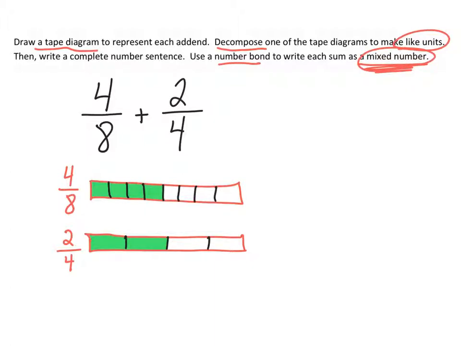So we have 4/8 plus 2/4. So I have just made 2 tape diagrams to represent 4/8 and 2/4 and shaded them in. And now we have to look at 4/8 and 2/4, and 2/4 looks a little bit bigger than 4/8, or it even kind of looks like they are equivalent fractions, that they're equal. But nonetheless, fourths would be larger than the eighths, so let's cut the fourths and make them into eighths.